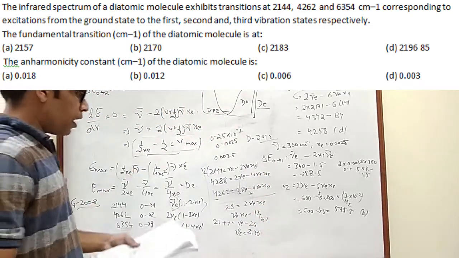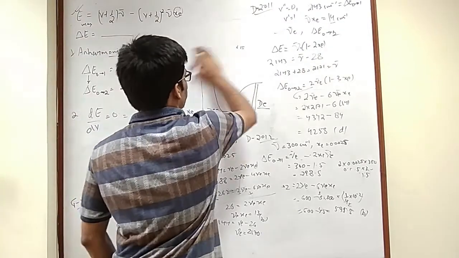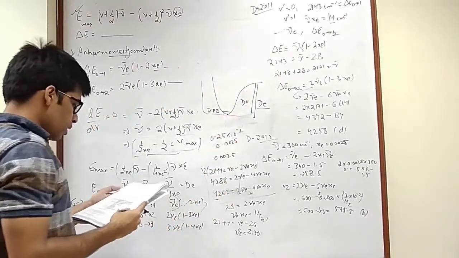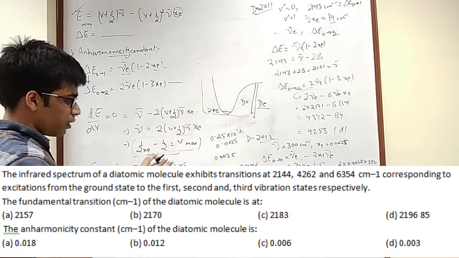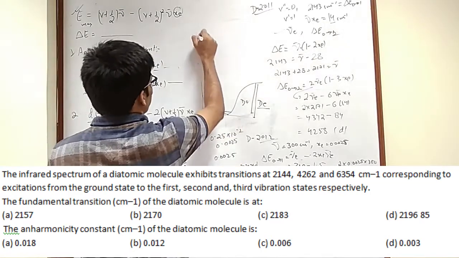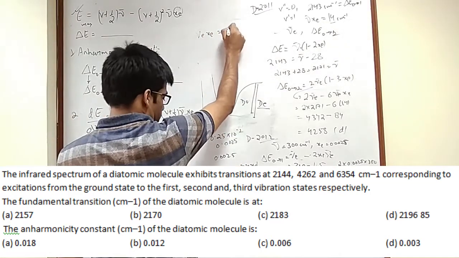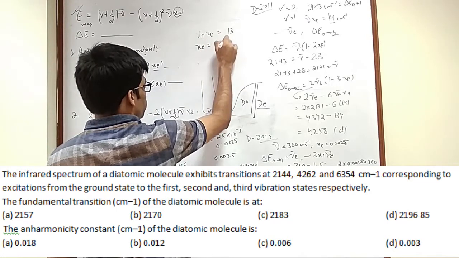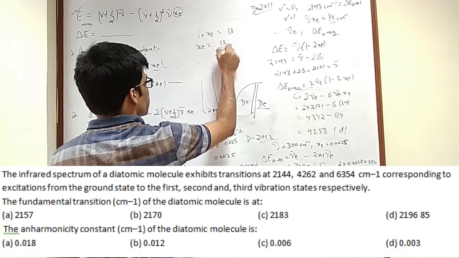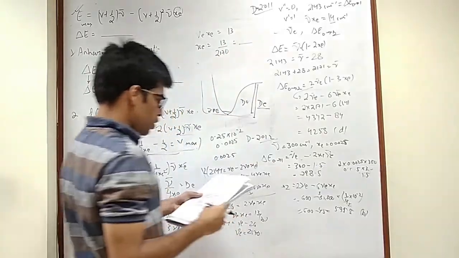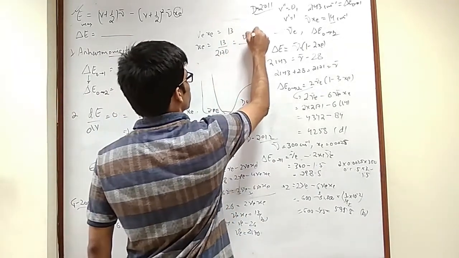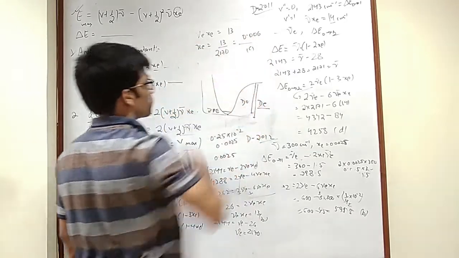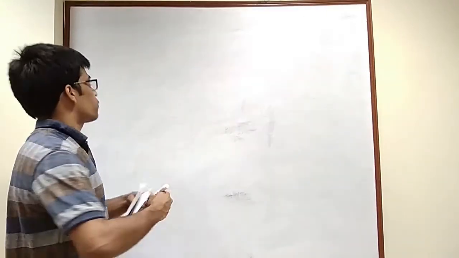This question had a second part. I assume it would be better here. The second part says the anharmonicity constant of the diatomic molecule. Now, if you have ν̄e xe to be 13, wherein you have xe is equal to 13 by 2170, whatever is the value, which should come to be 0.006, option number C. So the next question we have is from TIFR 2013.